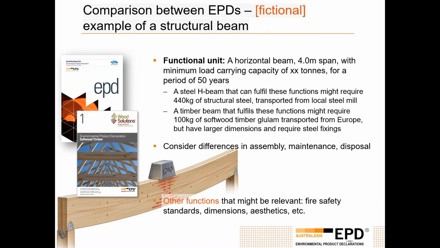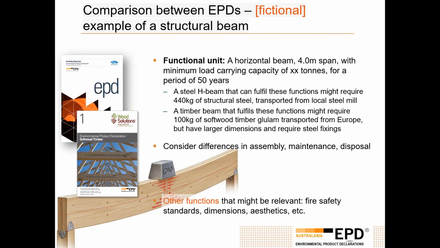So how would that look if you look at a fictional example of a structural beam? And so the functional unit in this case could be like a horizontal beam. I need a 4-meter span with a minimum load carrying capacity of a number of tons. And that obviously needs to be specified for a period of 50 years. Now, a steel H-beam can fulfill these functions, and it might require, say, 440 kilograms of structural steel, and you then add transport from a local steel mill to your project site, etc.